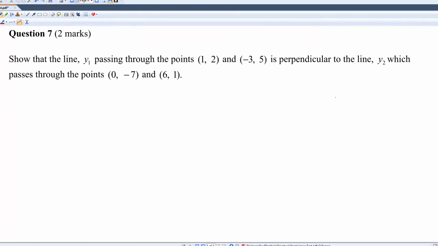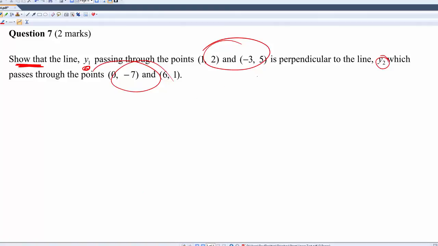The very last problem, what we're going to do with this one here is we want to show that this line here, y1, passing through them, is perpendicular to this line here, y2, which passes through these 2 points. So it's fairly easy to do. We're going to grab the gradient of this line, grab the gradient of this line, and show that it's perpendicular by multiplying the 2 together, and the answer should be negative 1 if that's the case. Let's see how we go with that.